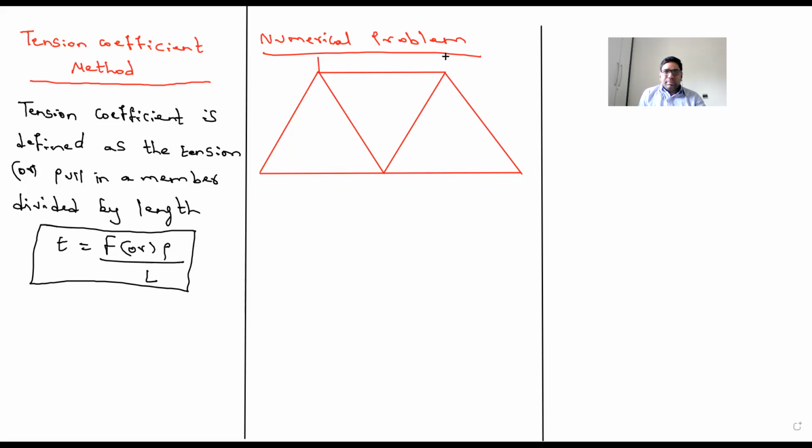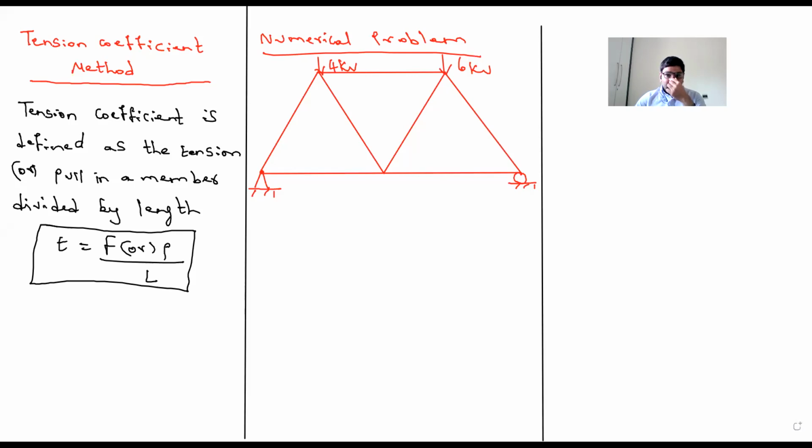So two forces are acting here. This is 4 kilonewton, and this is 6 kilonewton. This is a pinned support, and this is a roller support. Okay, and there are some distances given.